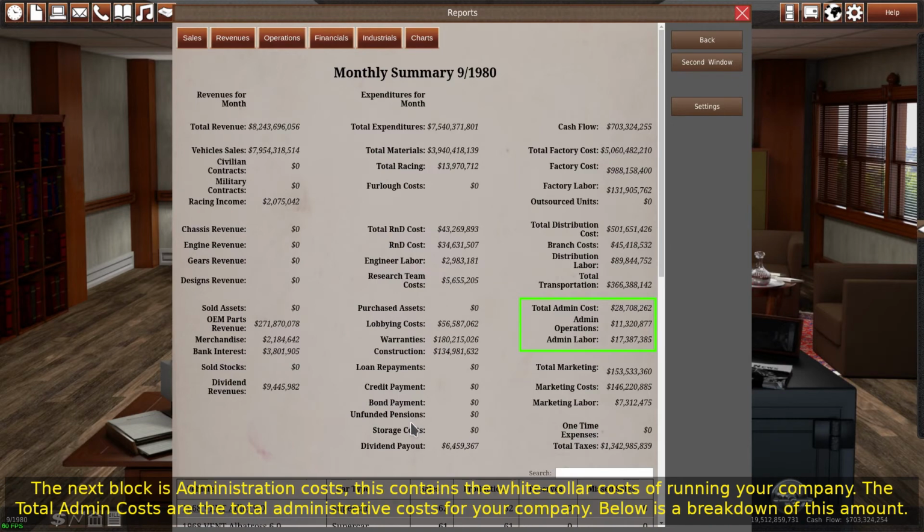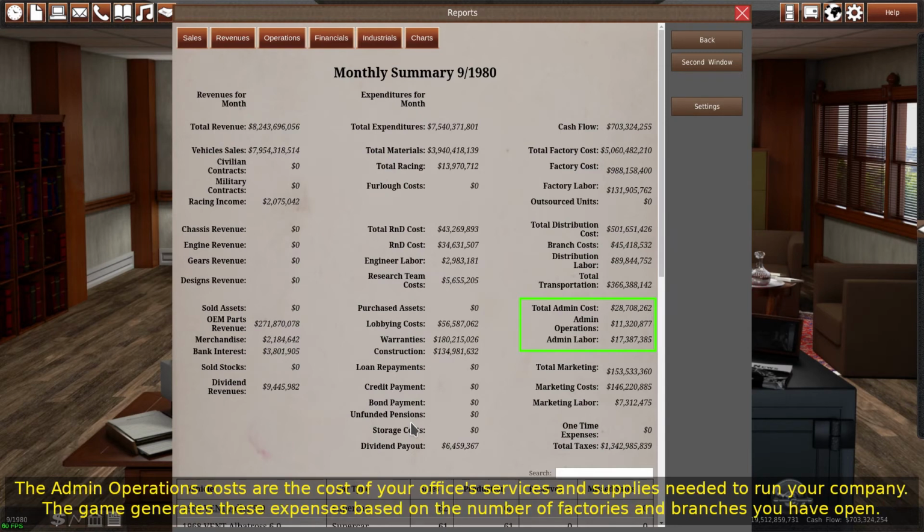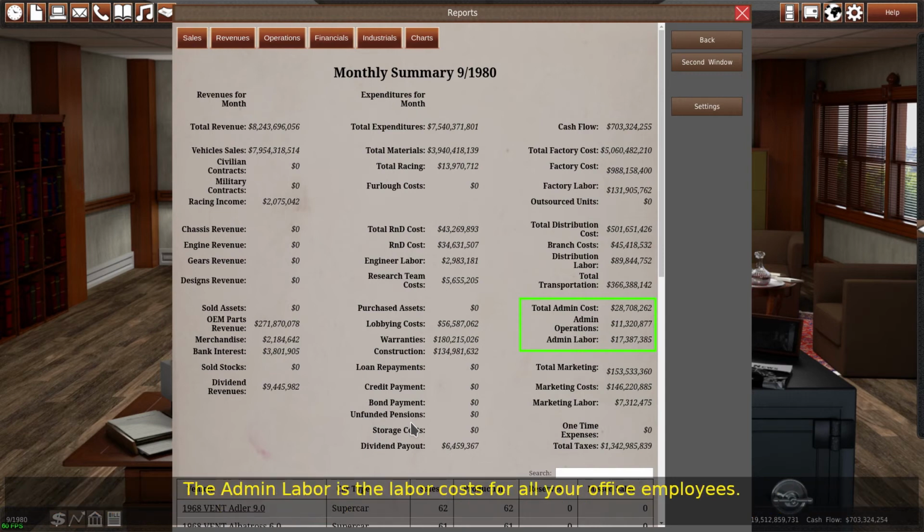The next block is administration costs. This contains the white-collar costs of running your company. The total admin costs are the total administrative costs for your company. Below is a breakdown of this amount. The admin operations costs are the cost of your office's services and supplies needed to run your company. The game generates these expenses based on the number of factories and branches you have open. The admin labor is the labor costs for all your office employees.